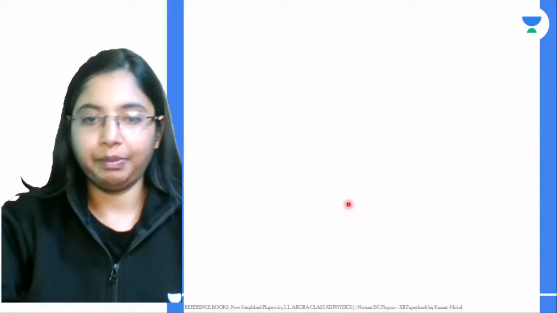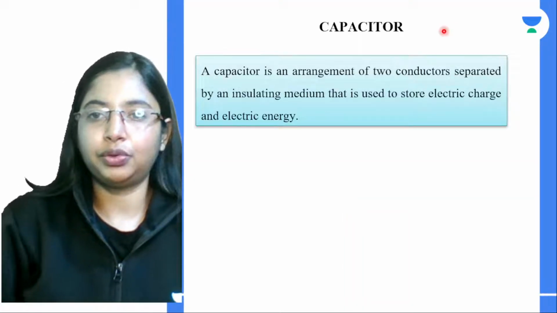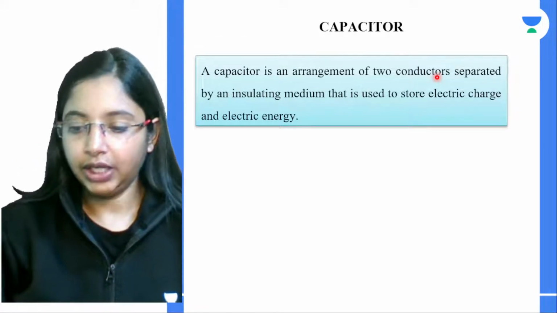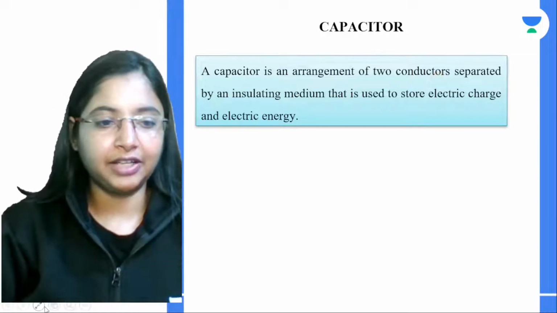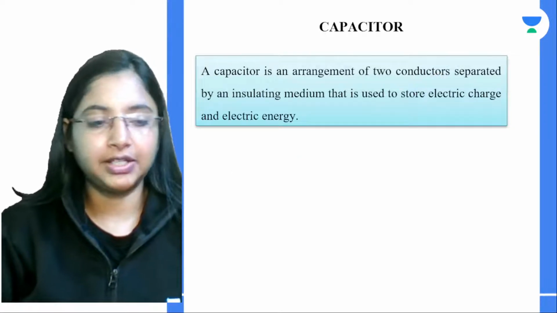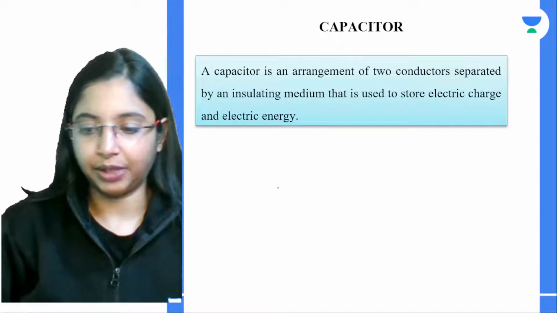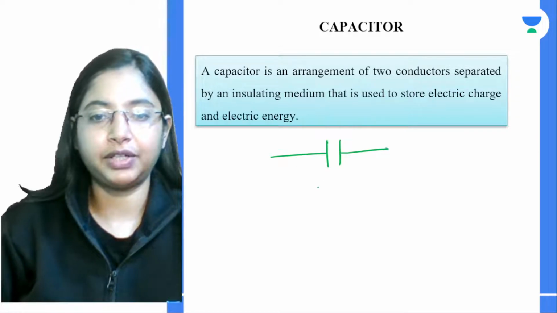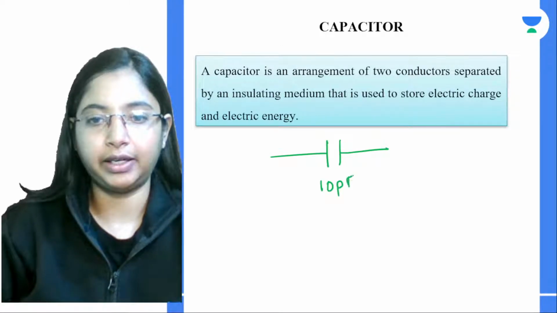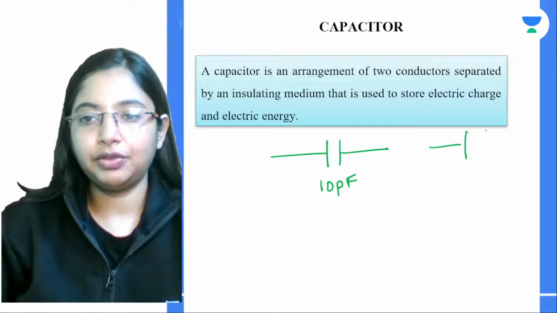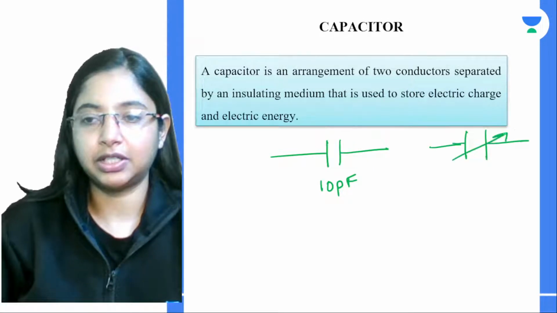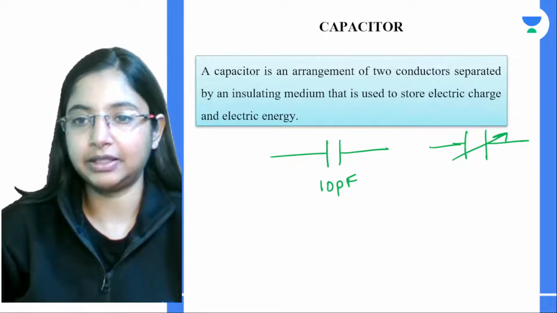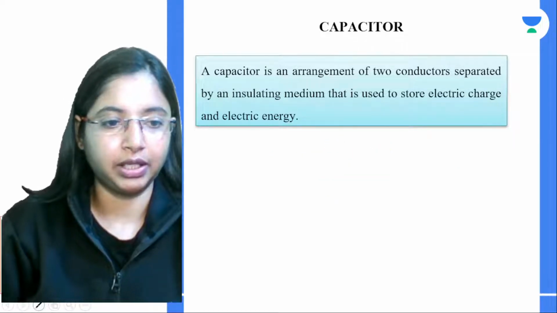A capacitor is nothing but an arrangement of two conductors separated by an insulating medium. The insulating medium can also be air. A capacitor is used to store electric charge, and because you're storing electric charge, you're storing energy as well. Here is the representation for a capacitor with a fixed value, for example, a 10 picofarad capacitor. But if the representation is given by this other symbol, it means the capacitance value can be changed. It's a variable capacitor.